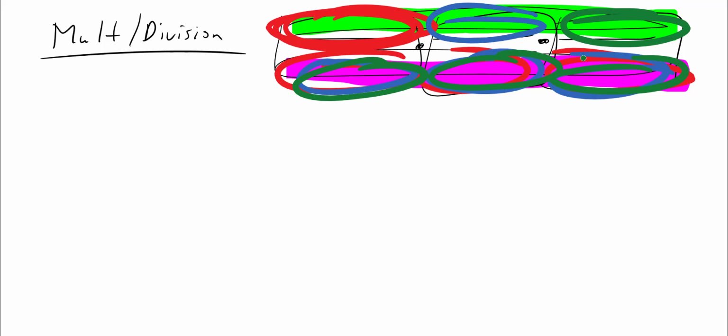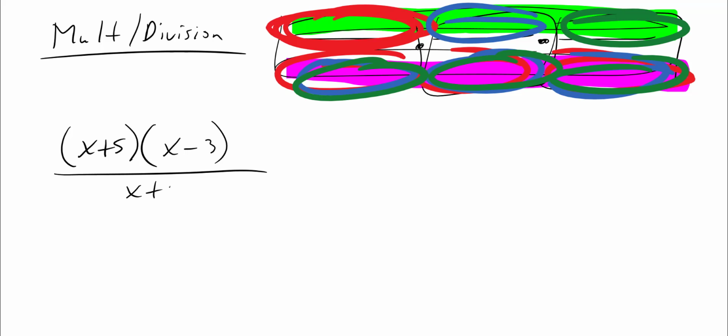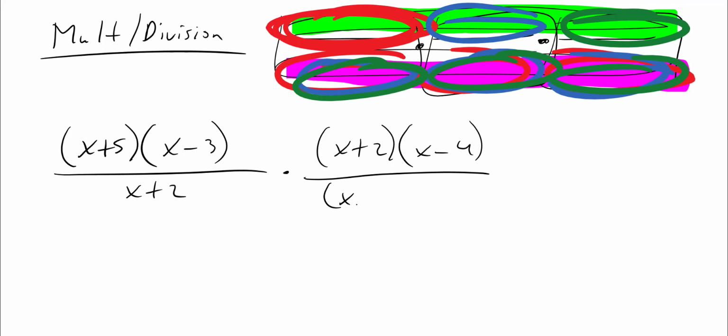Let's start out with an example. If I did x plus 5 times x minus 3, which was already factored for you, over x plus 2, times x plus 2 times x minus 4 over x minus 4, x plus 5. Basically, it has to be the exact same thing. One can't be plus, one can't be minus. It has to be exactly the same thing. You can cancel anything from the top with anything from the bottom, because this is multiplication.